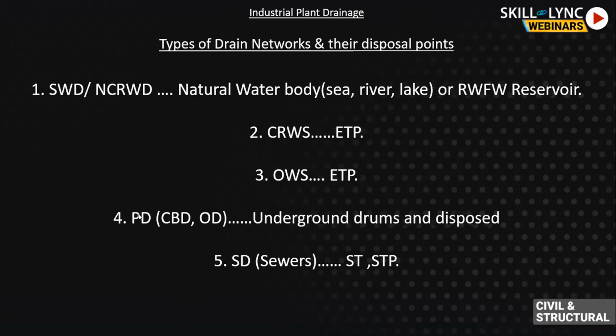Next, going to the process drain. Process drains, I told you, are collected. They will generally be CS or RC pipes. They are connected to the underground drums, CBD, which is closed blowdown drum, and oily drain. So they are connected to the underground drums and disposed. This is totally something different, worth learning.